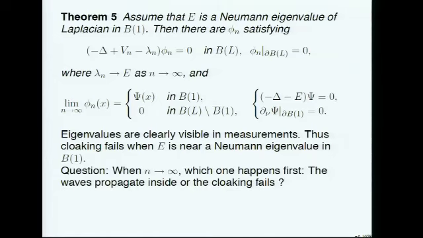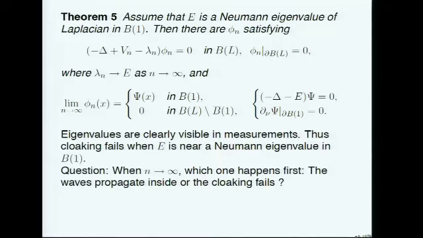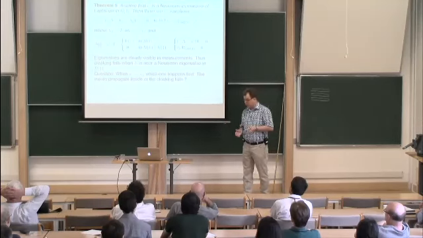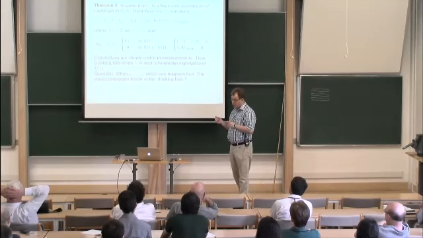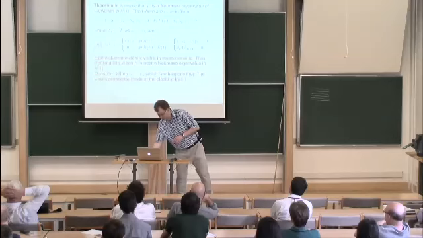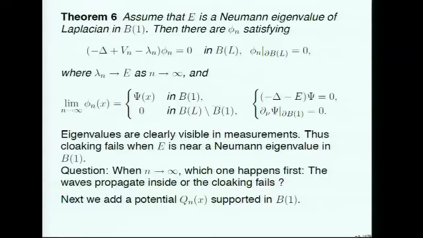Now we have two effects. First, we saw that these eigenfunctions propagated inside, so the waves propagate inside the domain. And also we have another event, the cloaking fails. We can ask which one happens first. Is it possible to tune this construction in such a way that cloaking happens, but the waves propagate inside? The answer is actually yes. And to do this type of tuning, we will put a potential in the interior.